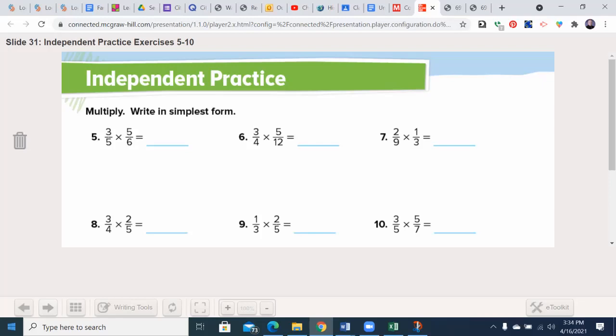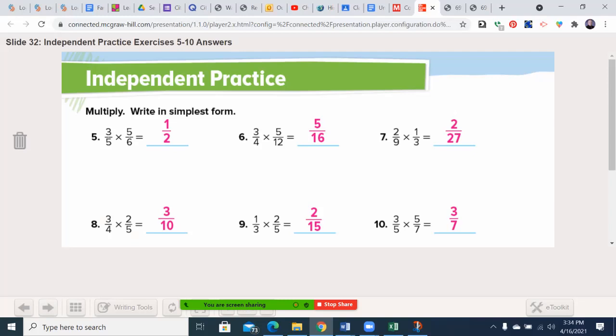All right, welcome back. Let's see how you did. 15/30ths is a half. 15/48 simplifies to 5/16. 2/27, it's already simplified. Those of you that were challenging yourself and went further, you had 6/20ths, which is 3/10. 2/15ths, which stays the same, and 15/35ths, which simplifies to 3/7.